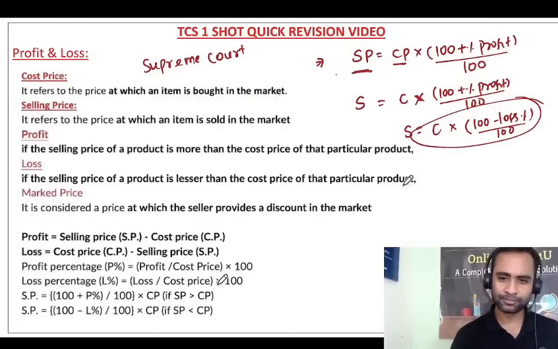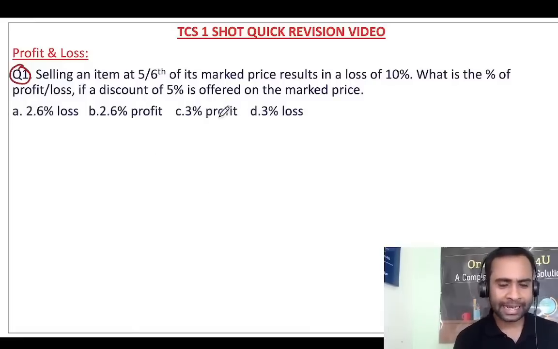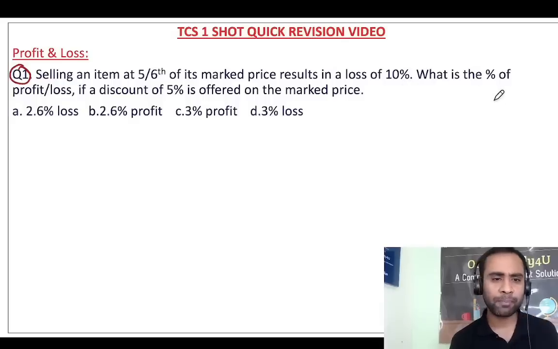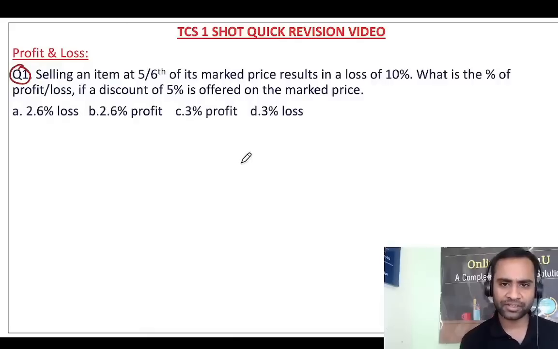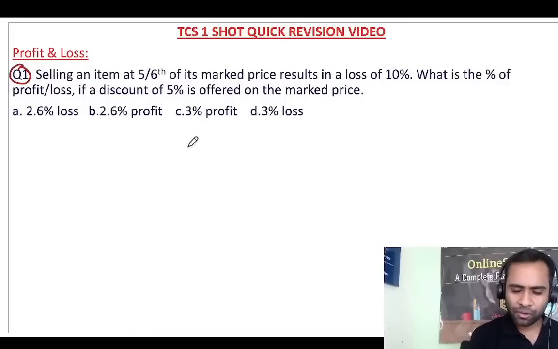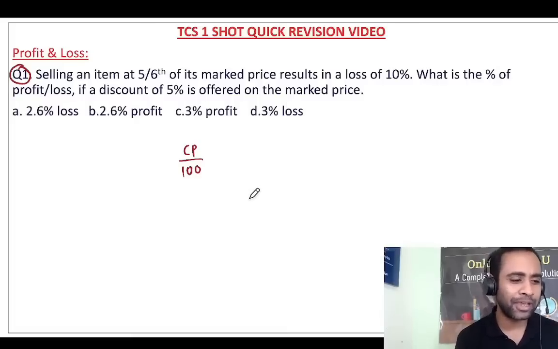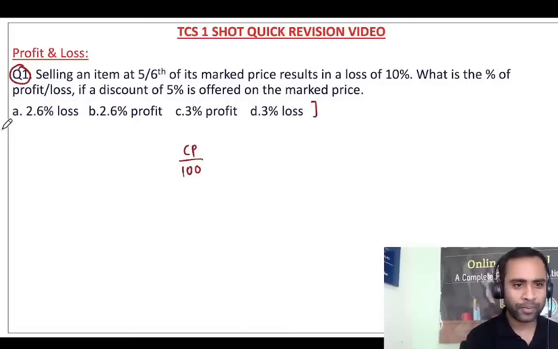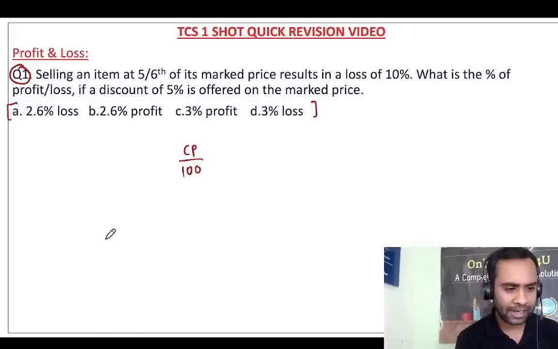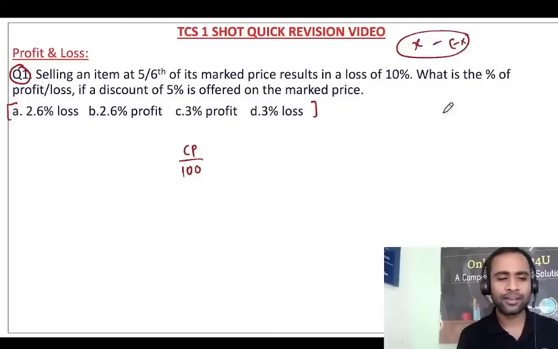Now, selling an item at 5 by 6th of its price results in a loss of 10%. What is the percentage of profit or loss if a discount of 5% is offered on the market price? Please try to understand here. Selling at this market price results in a loss. So I am assuming the cost price as 100 rupees. Why do you assume whenever you want? I told you in the percentage session that if your options are in percentage, you can assume any value, and don't assume X, because X always creates problems.